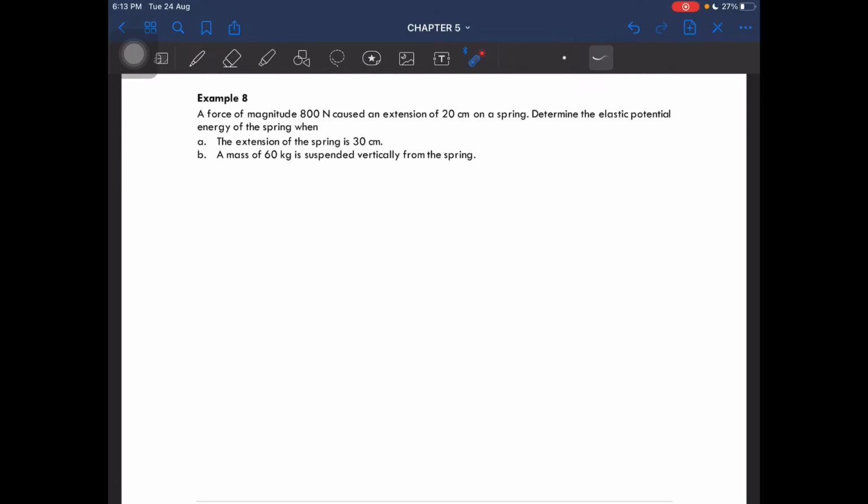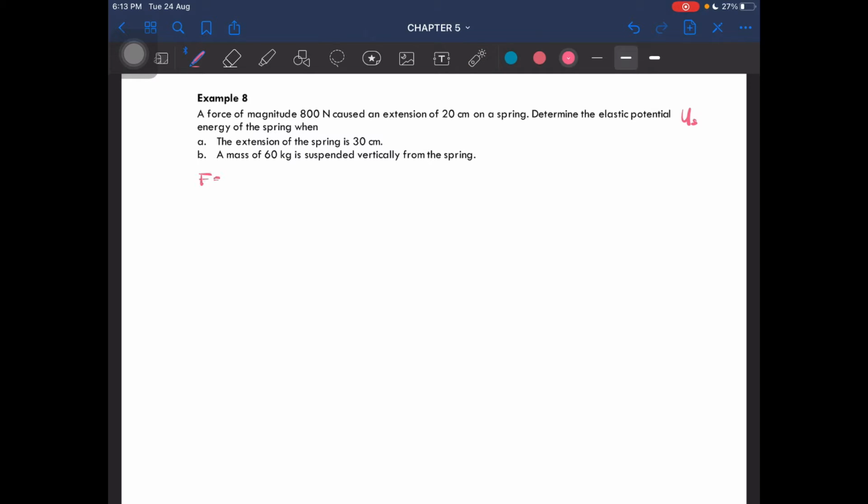Okay, example 8. A force of magnitude 800 Newton caused an extension of 20 centimeter on a spring. Determine the elastic potential energy, U spring. And then, determine the elastic potential energy when the extension is 30 centimeter and when a mass of 60 kilogram is suspended vertically from the spring.